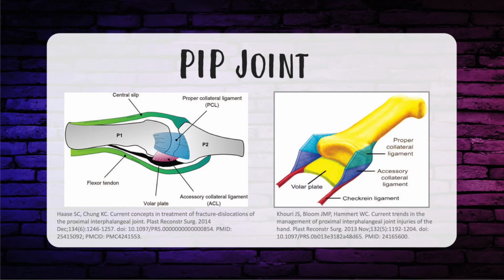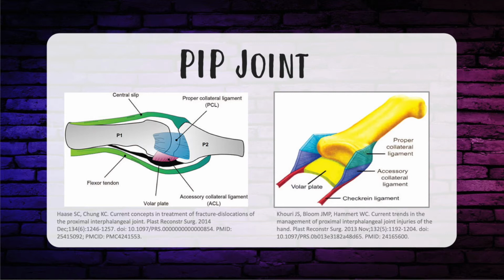Yeah, I'm going to try to make this a little simple for everyone to imagine. Let's start with talking about the PIP joint. So a good way to think about that is to consider it as a box. The ulnar and radial collateral ligaments are the sides of the box, and the volar plate is the bottom. The collateral ligaments originate on the distal end of the proximal phalanx and insert on the volar third of the middle phalanx.